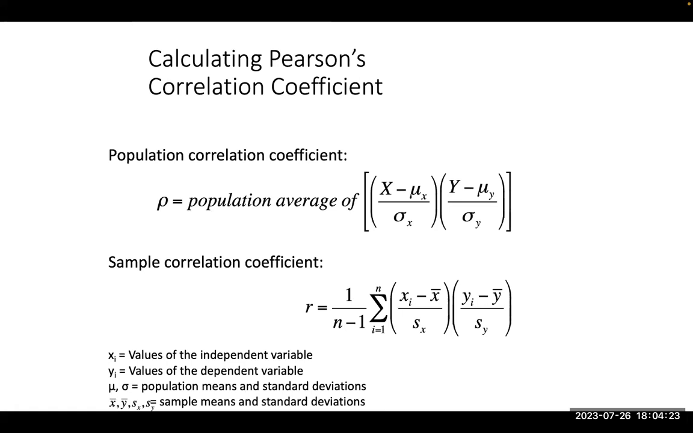You multiply it by the difference of each individual y minus the mean of y. You divide it by the standard deviation of y, and you build a product. And then for each data point you get a product, the difference divided by the standard deviation of x and y. You build this product and you sum all these products up.